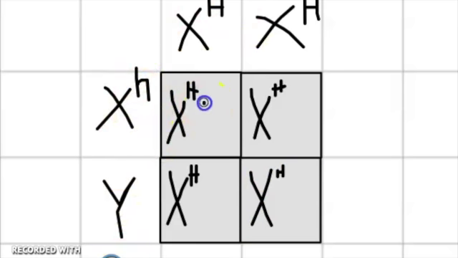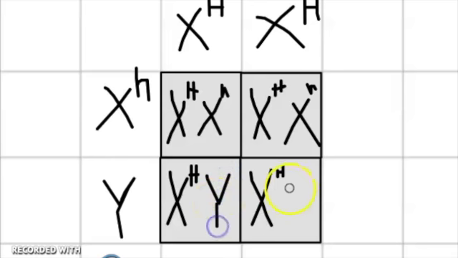Now we're going to do the same thing with dad's. We have both of our H's, both of our X's up top with the little h, and then we have his Y. Okay. Looking at this cross, we can see that both of our females have a big dominant allele and a little recessive allele. That makes both of these carriers. Both of these down here have the dominant H allele.